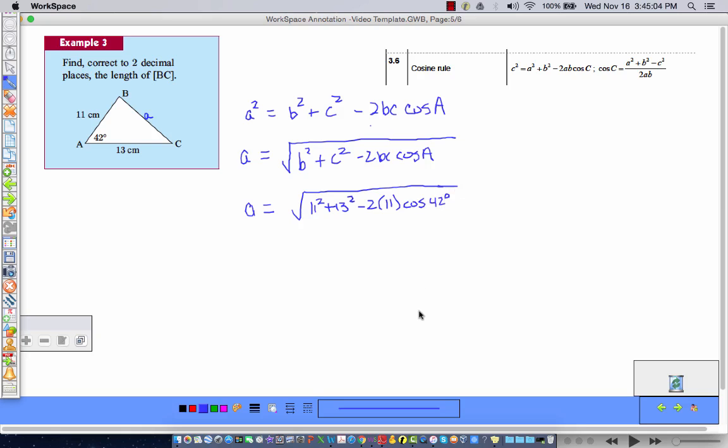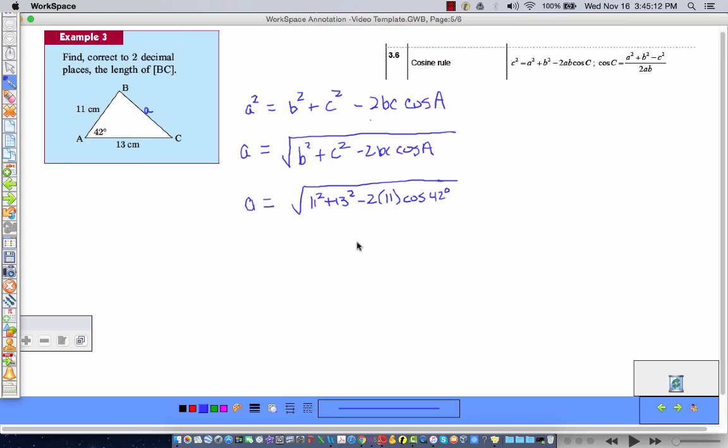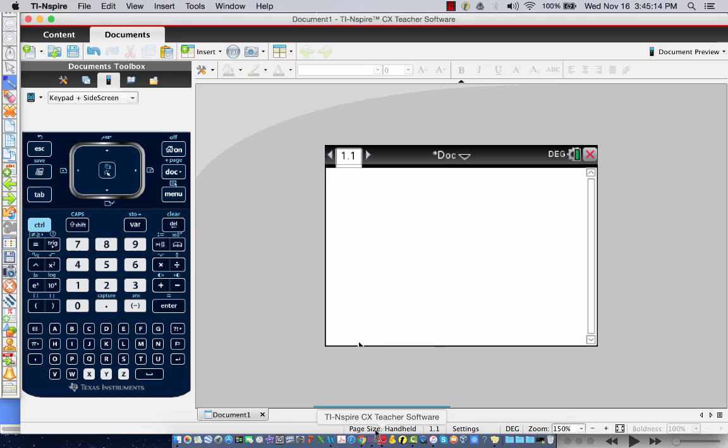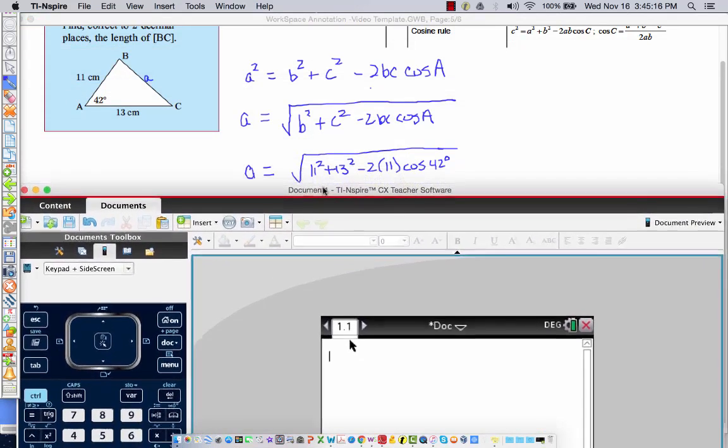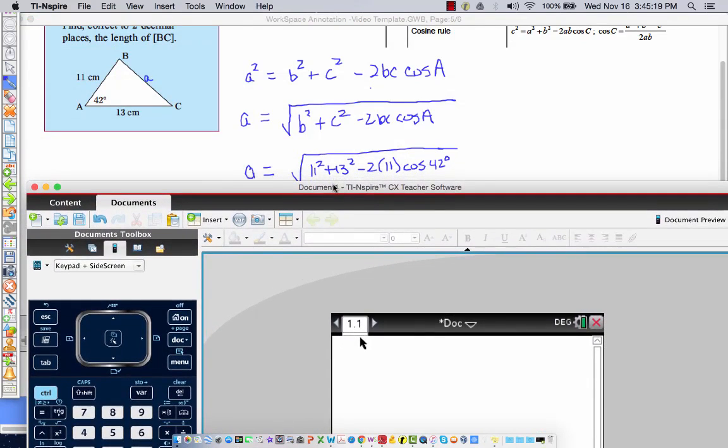And you know what? I encourage you just to leave it like that. I'm very comfortable that 11 squared is 121 and 13 squared is 169. But you have a very nice calculator that looks exactly the same as what you have written. So why not use it? Control square root, 11 squared plus, oops, equals, that's not good, plus 13 squared minus 2 times 11 times 13 times the cosine of 42.